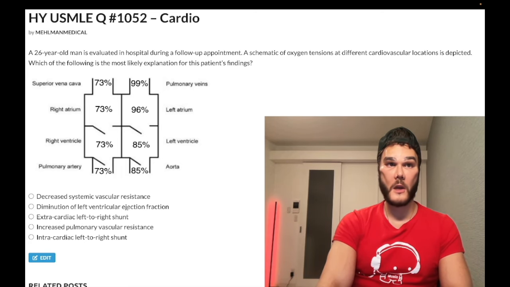Now, NBME does this. They'll literally give you, let's say, congenital rubella syndrome, because that's what causes PDA oftentimes. And they'll ask you extra, intra, left to right, right to left. They'll have different combinations of what's going on. The answer is extracardiac left to right shunt. If that were the case here, we would have a step up in oxygenation from the right ventricle to the pulmonary artery, which we clearly don't have. Choice C, wrong answer.